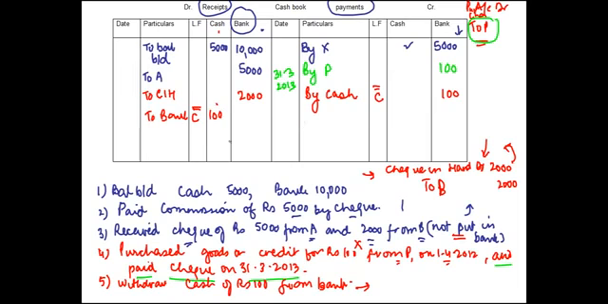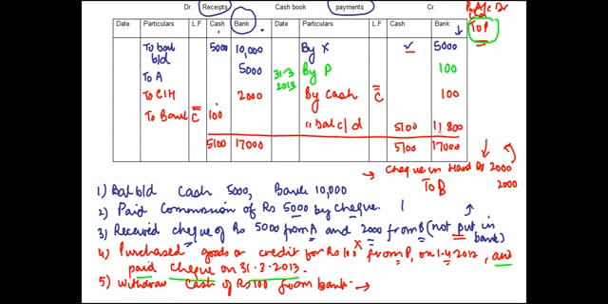Right? Once you are done with all the entries, you do the totaling. So the totaling has to be done for both the cash column and the bank column. Right? 5,100, 17,000. Whatever is the difference here, you don't have anything. So 5,100 by balance carried down. And here it's 5,200. So 11,800.